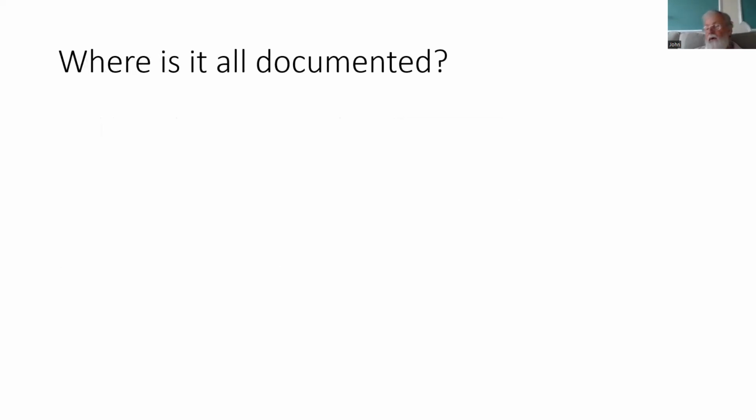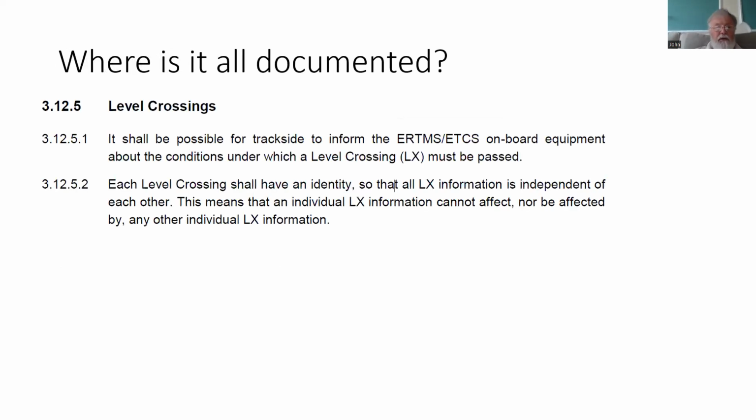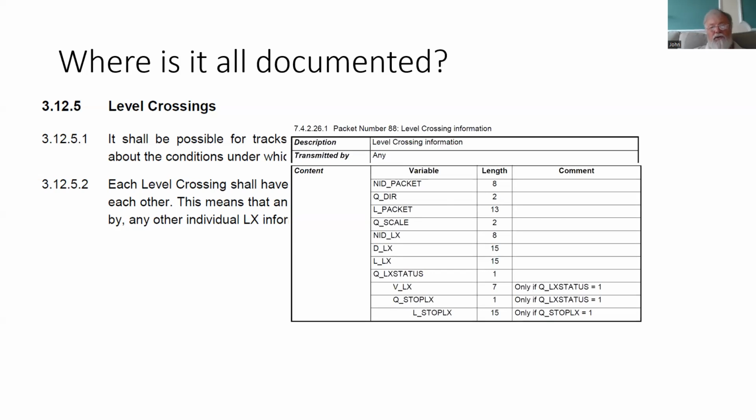So let's start by having a look at where it is all documented. We can turn to Chapter 3 of Subset 26, and in this instance I'm using version 360 of the specification, or Baseline 3 Release 2. Here it tells us that the ETCS onboard can be instructed by the trackside about various conditions for passing over a level crossing, and that the crossing will have an identity. That information is transmitted from the trackside using packet 88 as described in Chapter 7 of Subset 26, and we'll have a look at the structure of the packet in a moment.